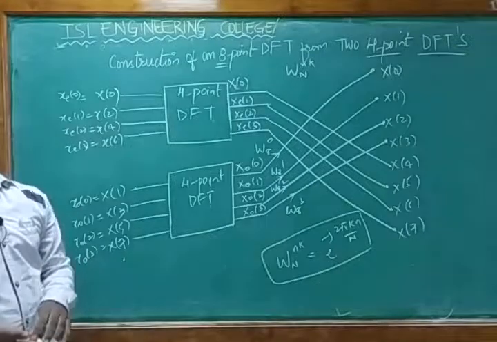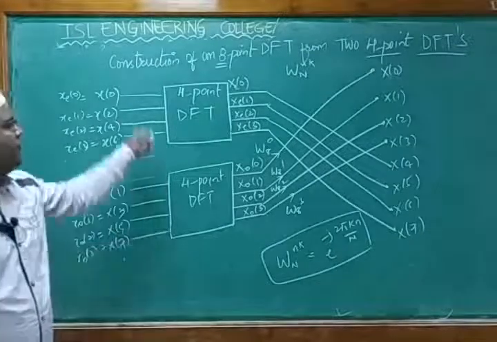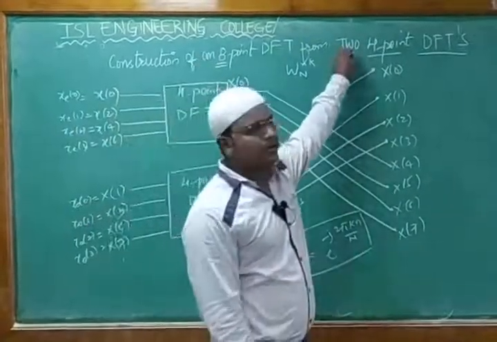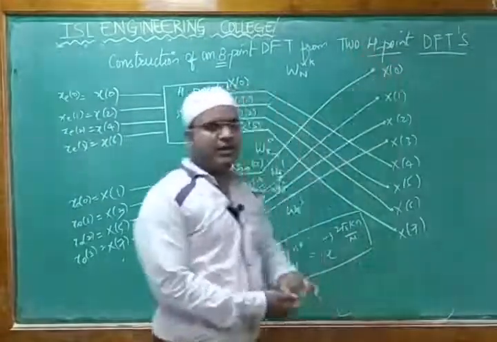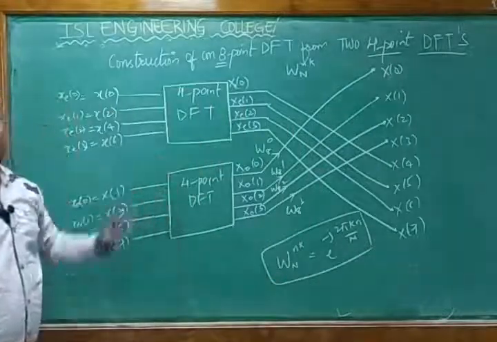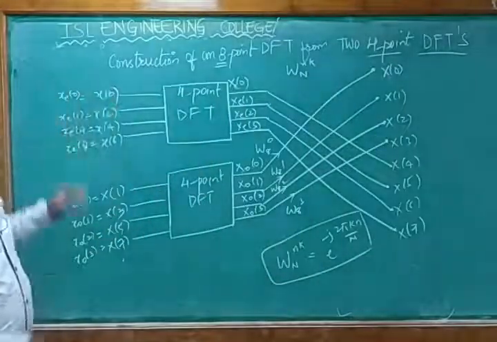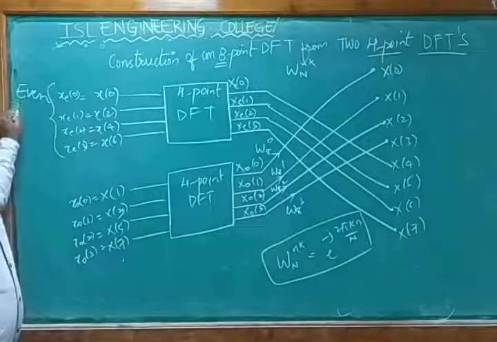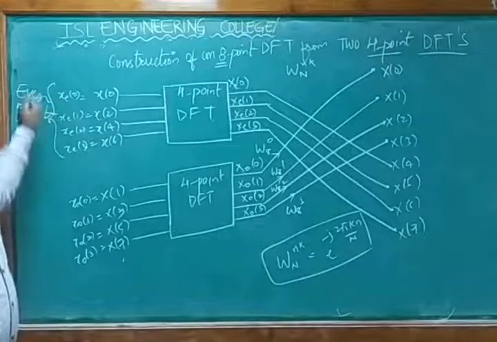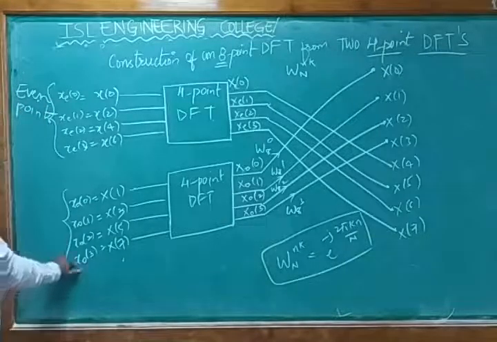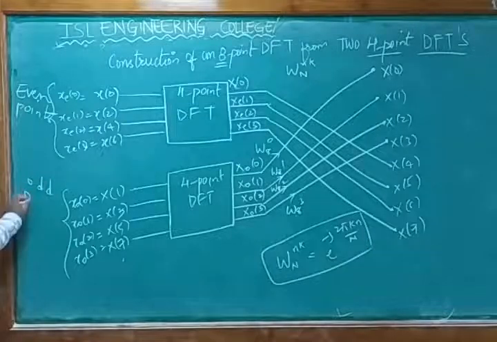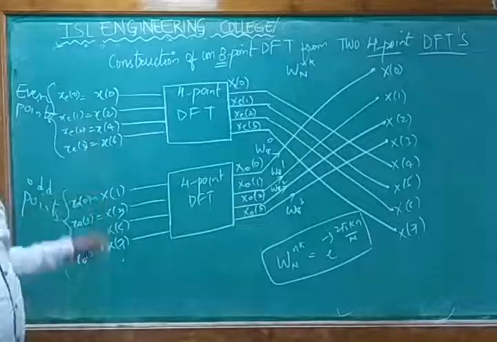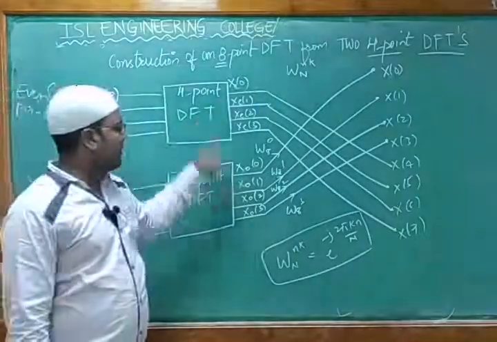What are the steps we have done? Once again we'll see. First we have taken 8 point. What was asked in the question? They asked to draw it by using two 4 points. So first 4 point, second 4 point. What kind of components are these? Even points, even number of samples we have taken. This is odd, so odd number of samples we have taken. After that, even and odd, both we have written by using the blocks.